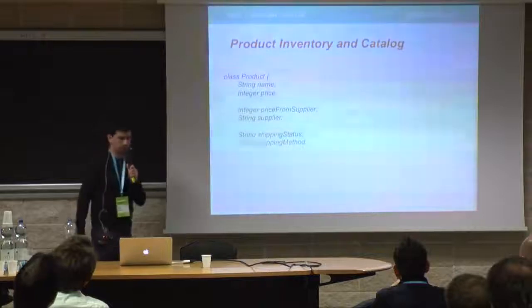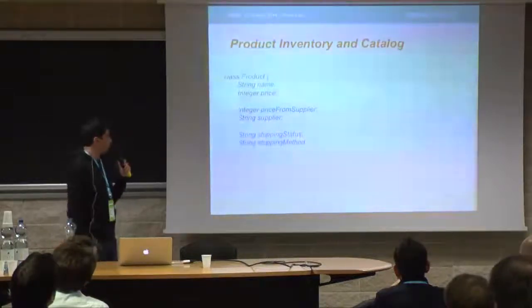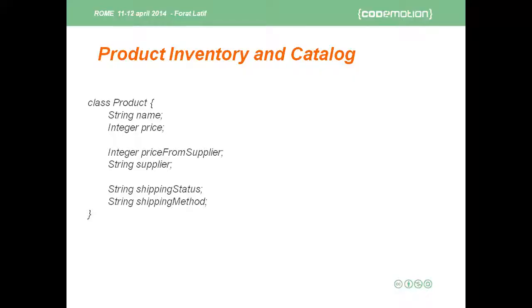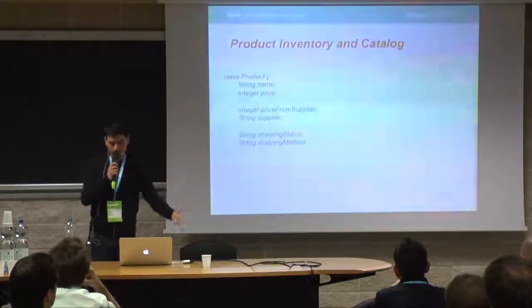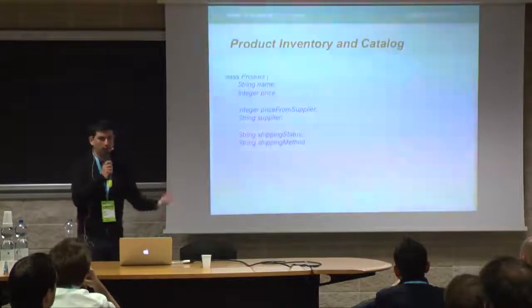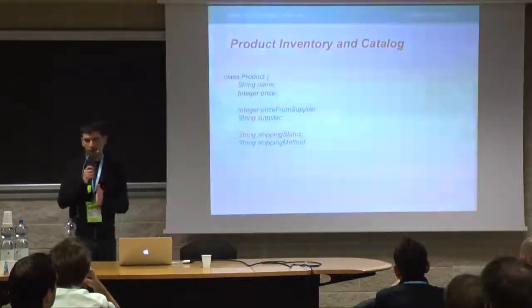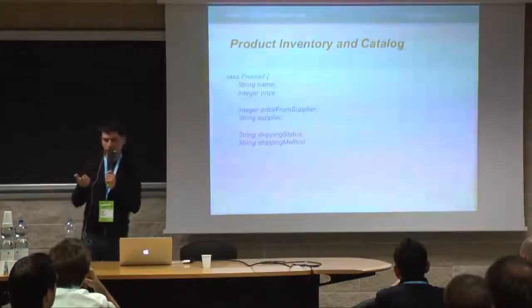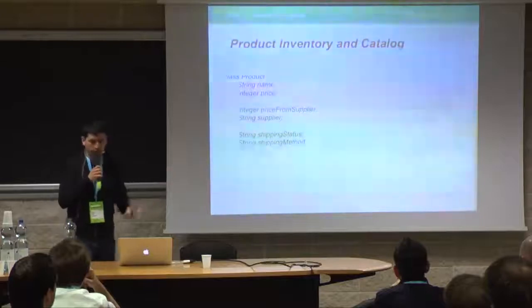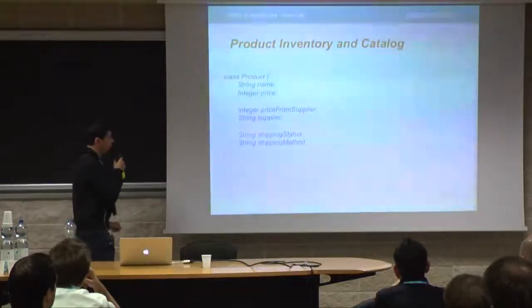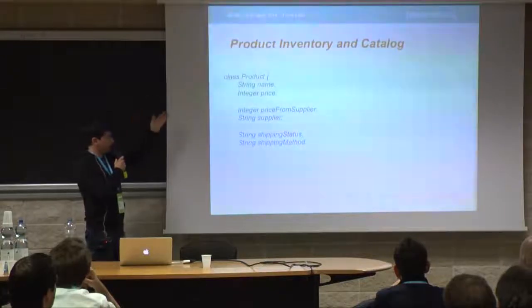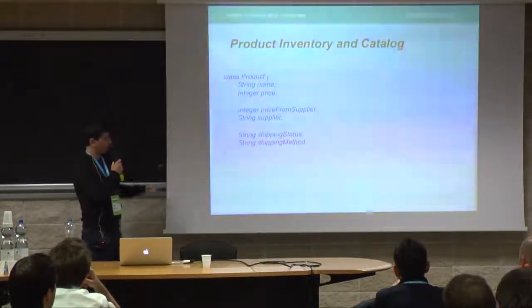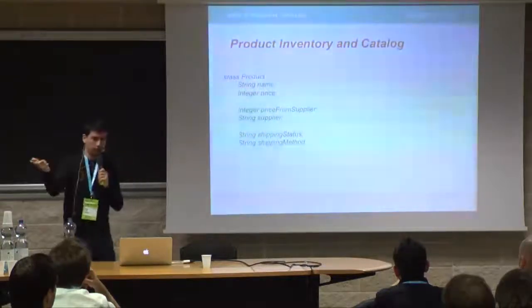So, let's expand our domain a little bit. Our domain contains also an inventory and a catalog. An inventory is what we have in stock, right? And our suppliers and how much we pay to our suppliers and things like that. Our catalog is what we have for sale. We care about the price that we're selling the item for. We don't care about the suppliers and things like that, right? But they all talk about the same thing, the same product. So we have the product that has a name, a price from the supplier, a supplier, and then it has even a shipping status when you send the product to the user.